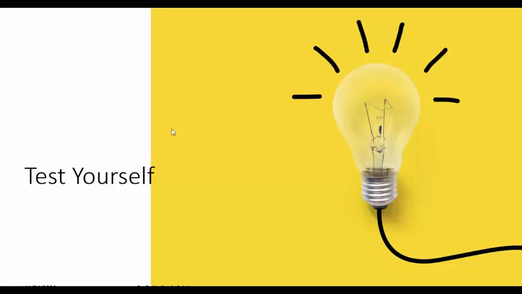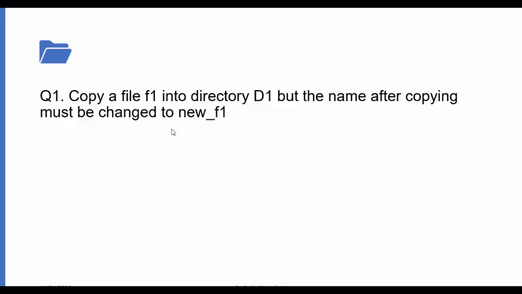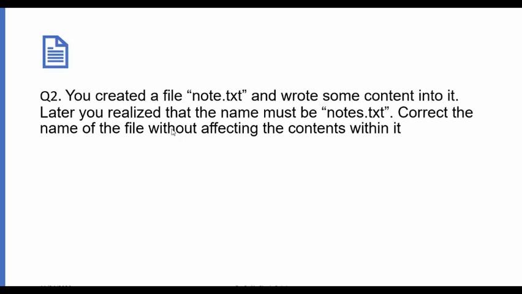Now it is time to test yourself by answering a few questions. Question number 1. Copy a file f1 into directory d1, but the name after copying must be changed to new underscore f1. Question number 2. You created a file note.txt and wrote some content into it. Later you realize that the name must be notes.txt. So this means there was a spelling mistake. Now what command will you use so that the name of the file is changed but the contents are not affected?